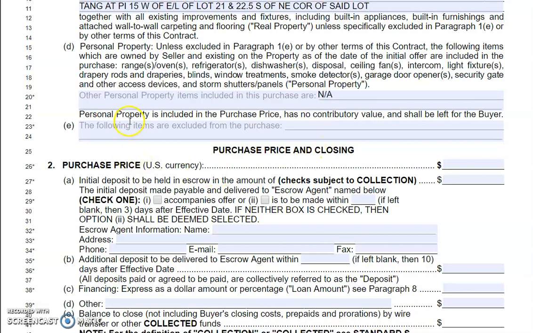Okay. Now, what is excluded? Let's think that there is a chandelier in the living room, that they still didn't take out. So we're going to put that here. We know that the chandelier is not included in the purchase; it's excluded. Okay. Now let's go to purchase price.